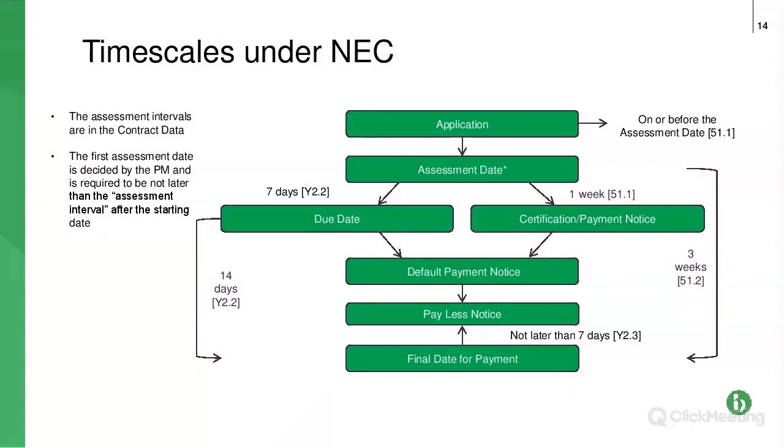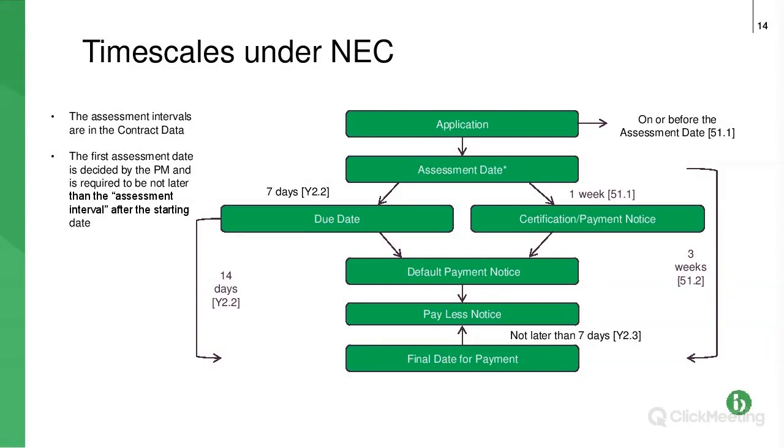So the contractor, subcontractor must submit the interim application before that assessment date. So if it's the 19th of the month, you need to get your interim application in by the 18th of that month at the very latest. So from the assessment date, we then have a due date. We know that the due date relates to, in this contract, the final date for payment. So the due date is 7 days from the assessment date.